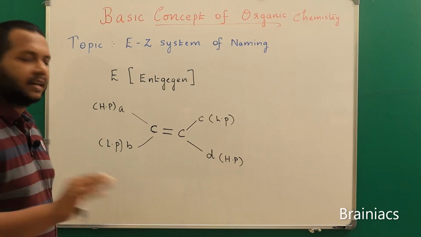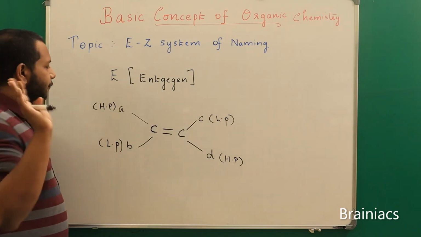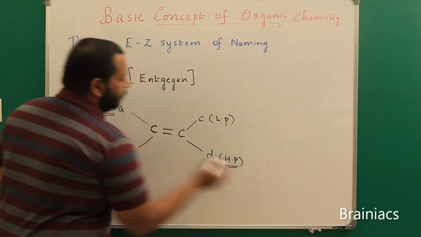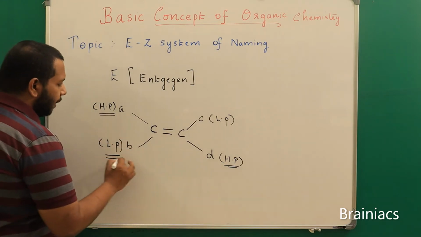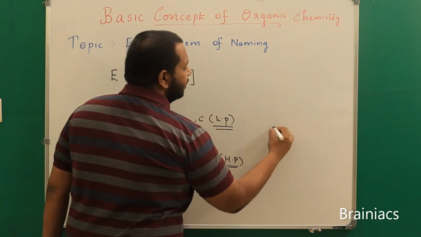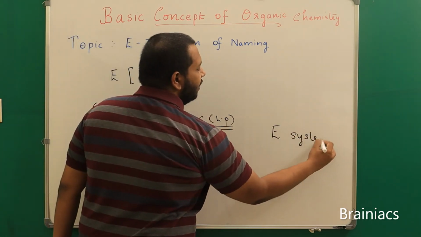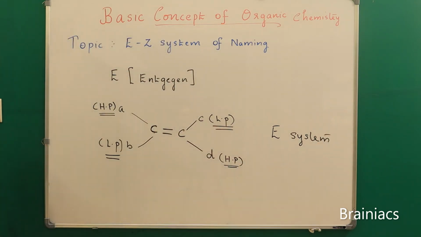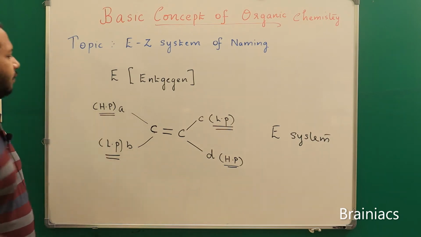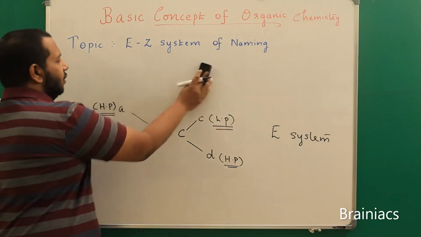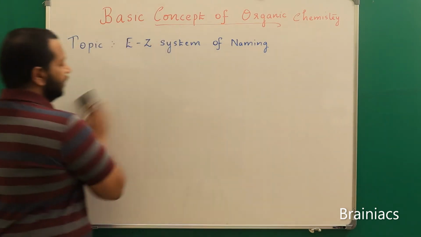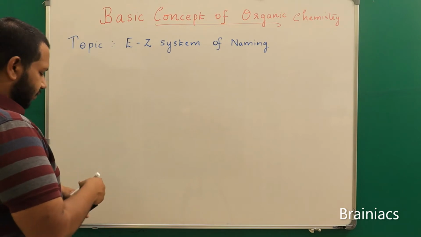Now just consider that after assigning the priority, if you see both high priority groups are on the opposite side, and both low priority groups are on the opposite side, in that case we say this system is the E system, or an entgegen system. I hope you understood. Okay, clear? Any doubts? Now next we will go for zusammen. In zusammen it is just the opposite, but we will see that. So let's go for the zusammen system.